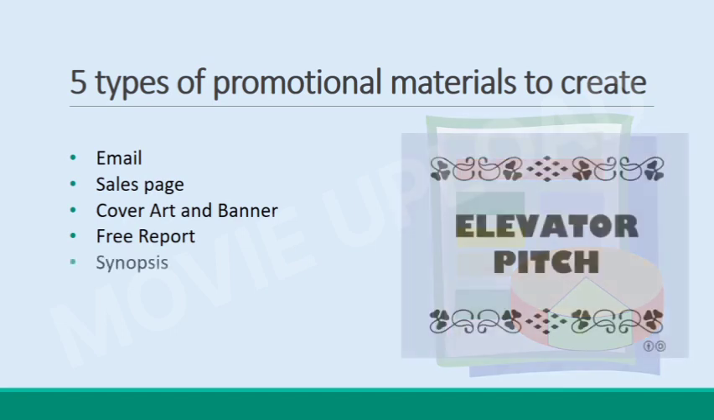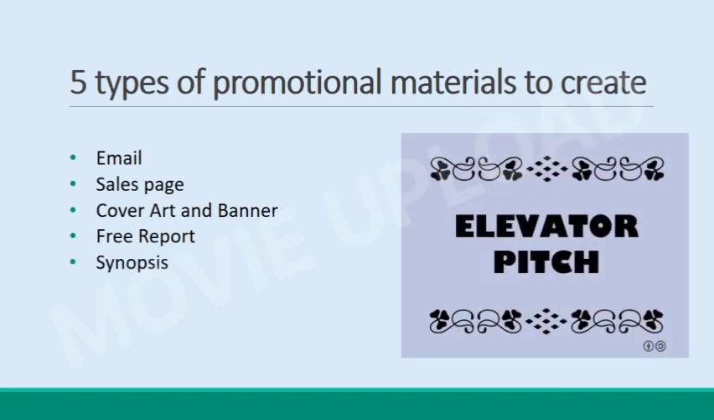5. Synopsis. This is something that often gets forgotten, but it's a good idea to include a synopsis for your book or a write-up for your course. This is the elevator pitch. How can you tell someone what your product is all about and then get them to buy from you there and then?